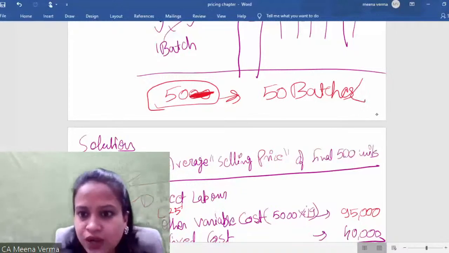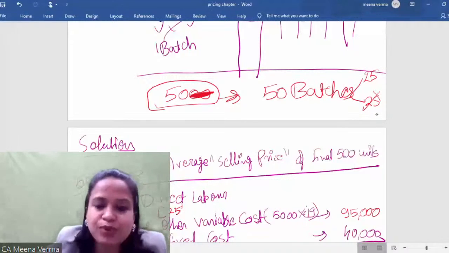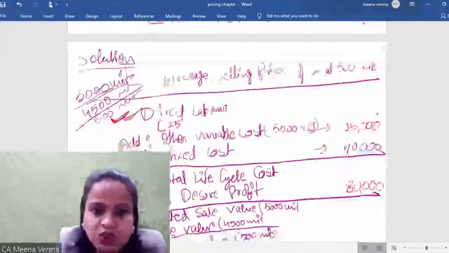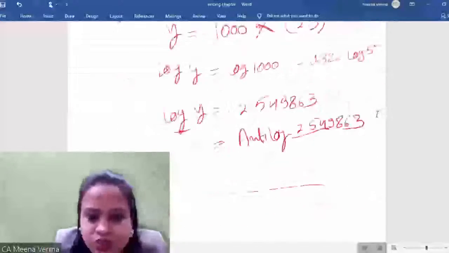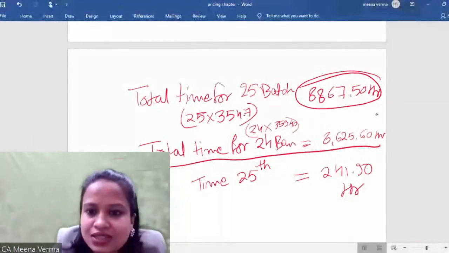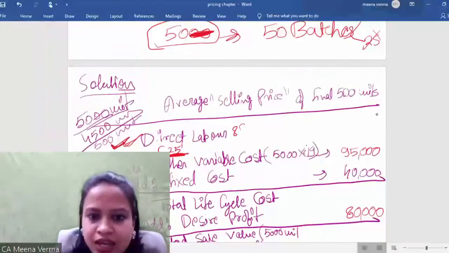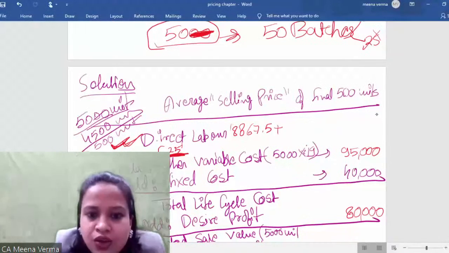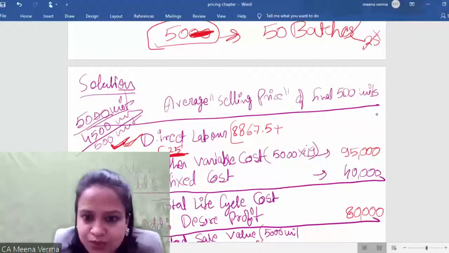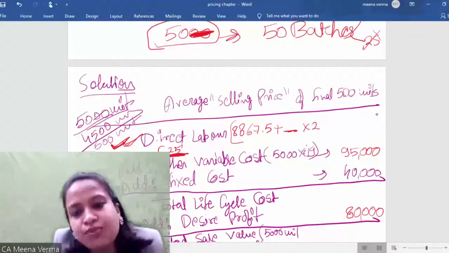In the first 25 batches, the learning curve is applicable. For the remaining, the learning curve is not applicable, but the time for the 25th batch will be applicable for the remaining 25 batches. So here I will take the total time for 25 batches, which is 8867.5. This is my time for 1 to 25 batches, total 25 batches. And the time required for the 25th batch will be applicable for the remaining 25 batches.